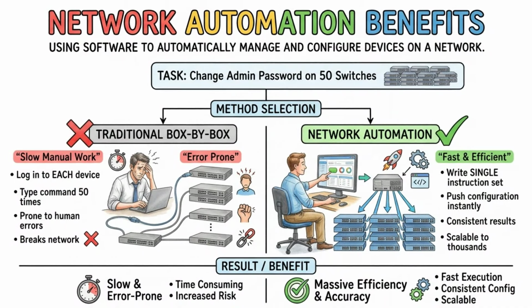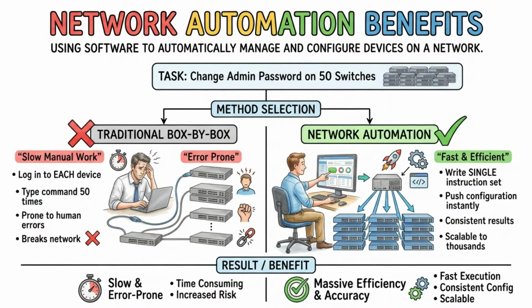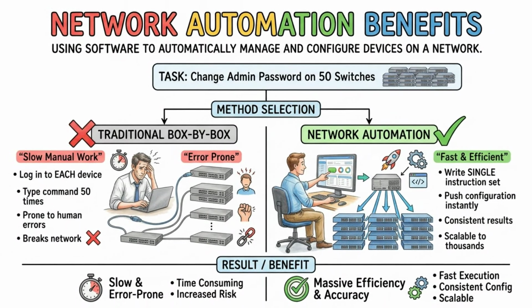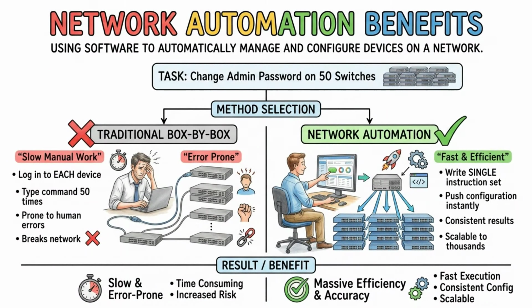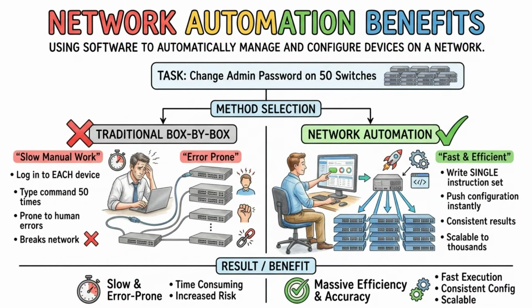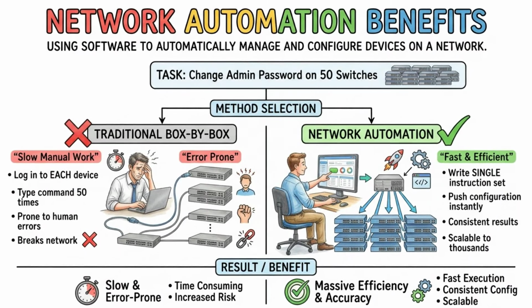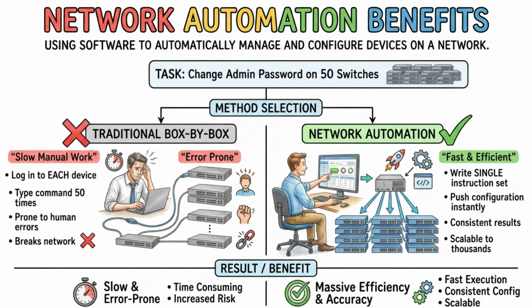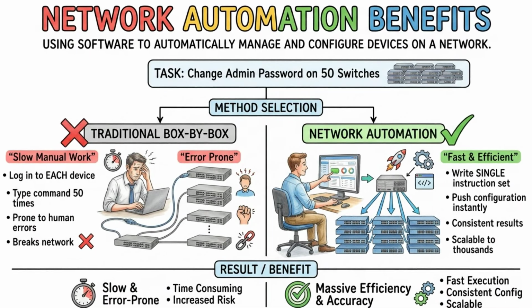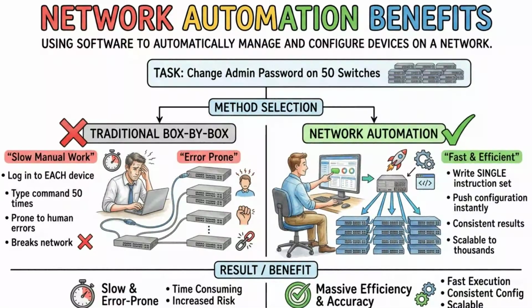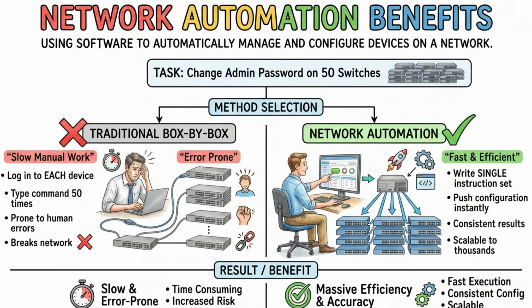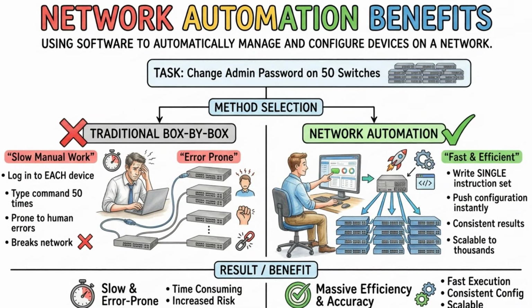This manual process is incredibly slow, highly frustrating, and massively prone to dangerous human errors that can accidentally break the network. Automation solves this exact problem by allowing you to write a single set of instructions on your computer and push that configuration out to thousands of devices instantly. The CCNA exam expects you to clearly understand the massive efficiency and accuracy benefits that automation brings to modern enterprise networks.